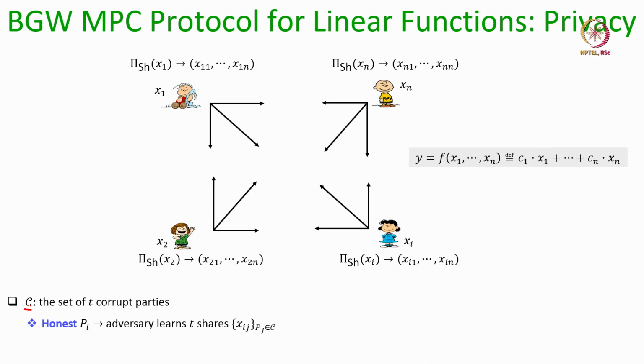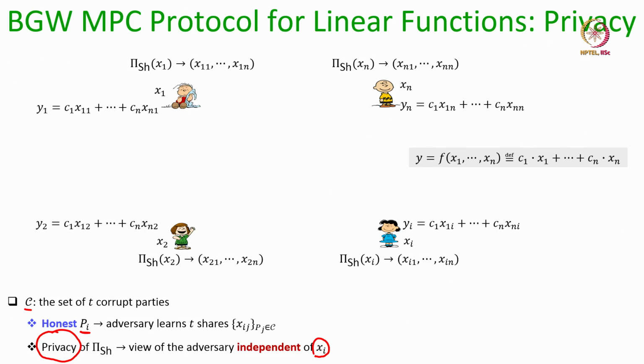So, during the sharing phase, during the input stage corresponding to every honest party Pi, how much information adversary learns? Adversary learns up to T shares, but we can use the privacy property of the underlying verifiable secret sharing, which guarantees that the probability distribution of the T shares which adversary sees corresponding to the inputs of the honest parties is independent of the actual input, which is secret shared. So, whatever T shares the adversary sees corresponding to the inputs xi of the honest parties, that does not help the adversary to find out anything about xi. Xi could be any random element from the field.